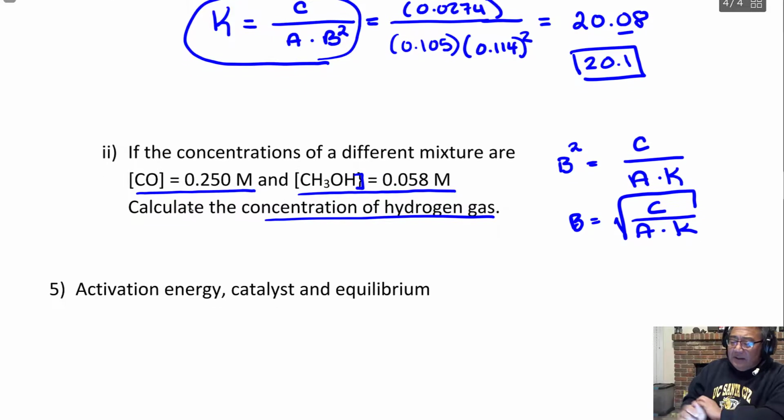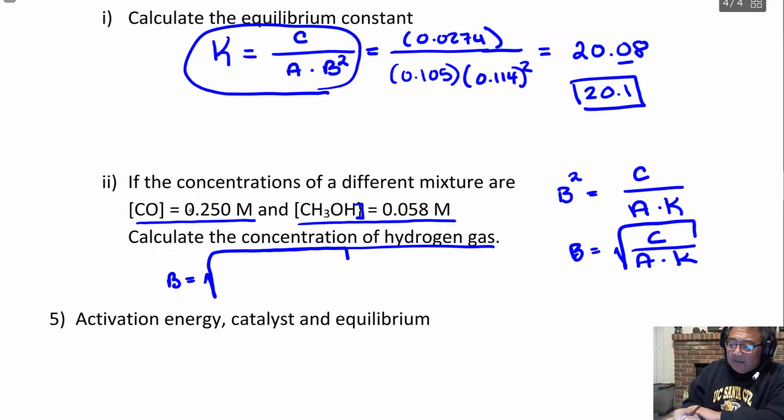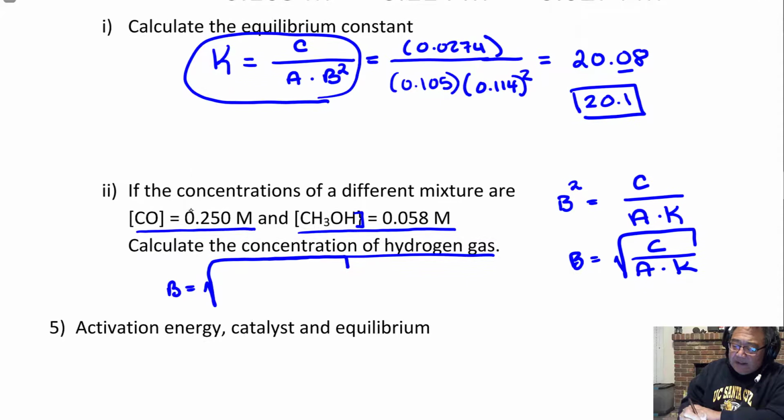So now, if I want to know the concentration of the hydrogen gas under these conditions, then I'm going to say B is equal to the square root, I'll leave myself a lot of room here, of C, which is the methanol in this case, is 0.058.